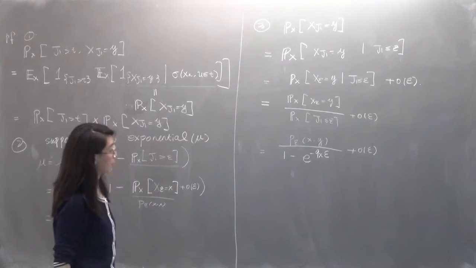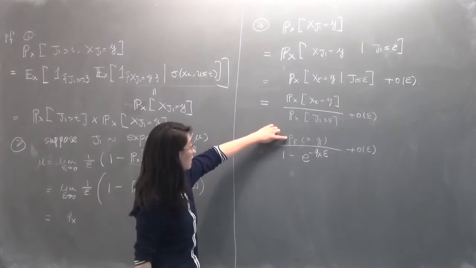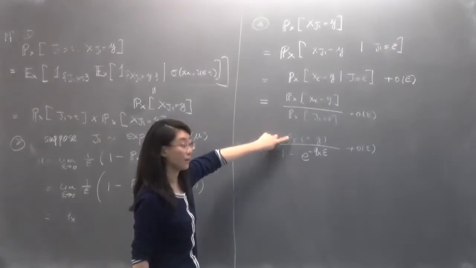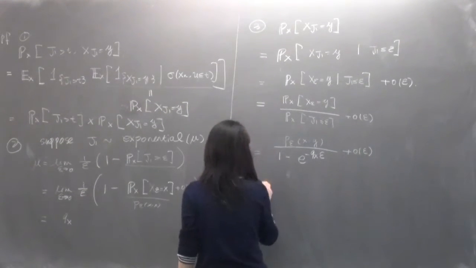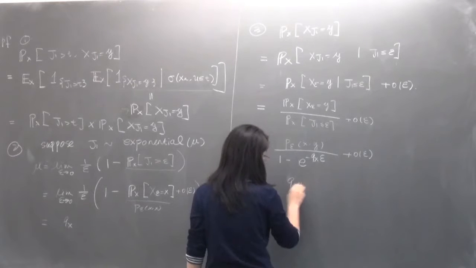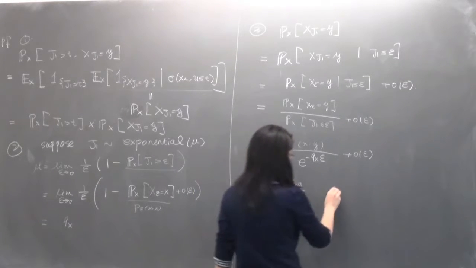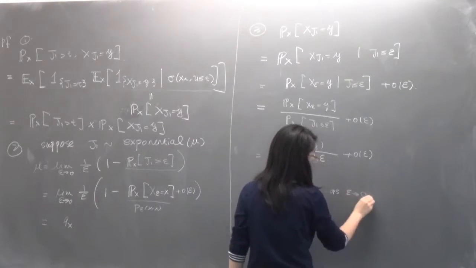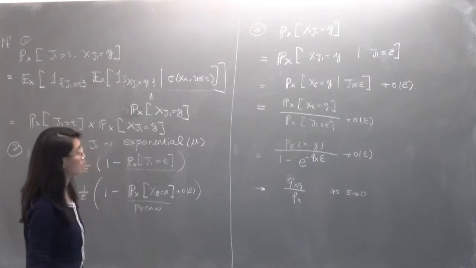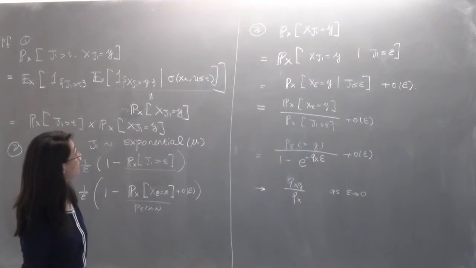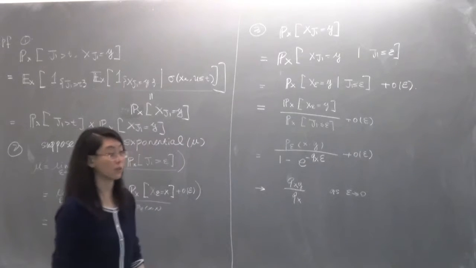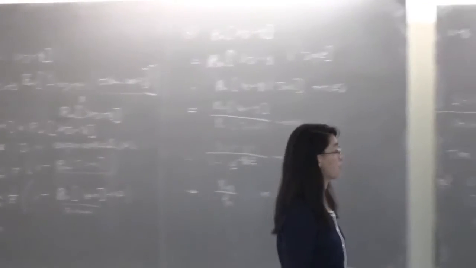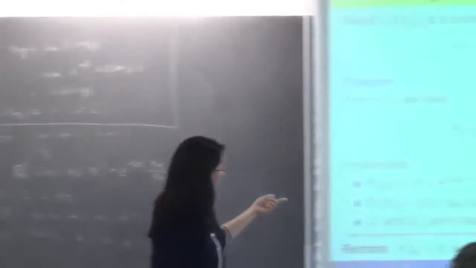And now let epsilon go to 0. This term normalized by epsilon will go to q_xy, and this term normalized by epsilon will converge to q_x. So as epsilon goes to 0, it converges to q_xy normalized by q_x. Okay, so this shows that the probability that the Markov chain starts from x and the first jump goes to y equals q_xy normalized by q_x.